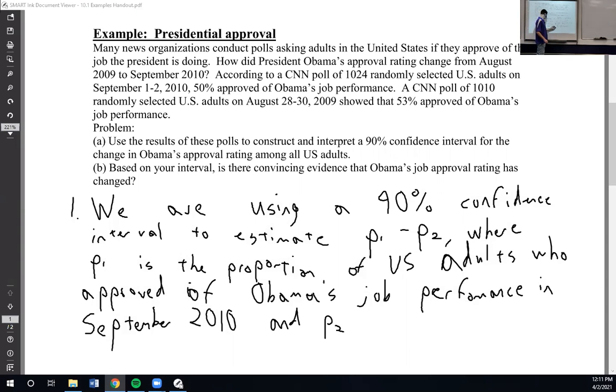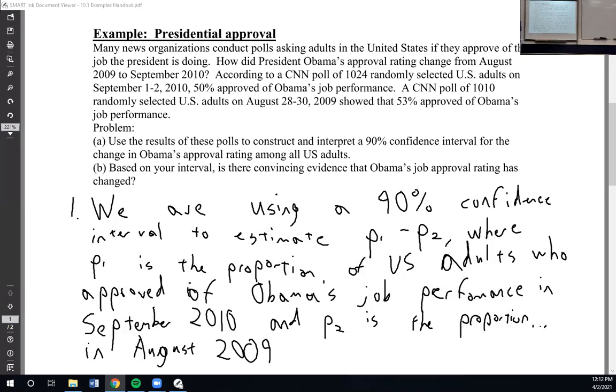and P2 is, and this is where I'm going to shorten for time so you don't have to watch me write all this out, but you get the idea. P2 is the proportion of people who approved of Obama's job performance in August 2009. That's your step one. So we are stating what we're finding, and we are defining our variables. That's the main part of step one.